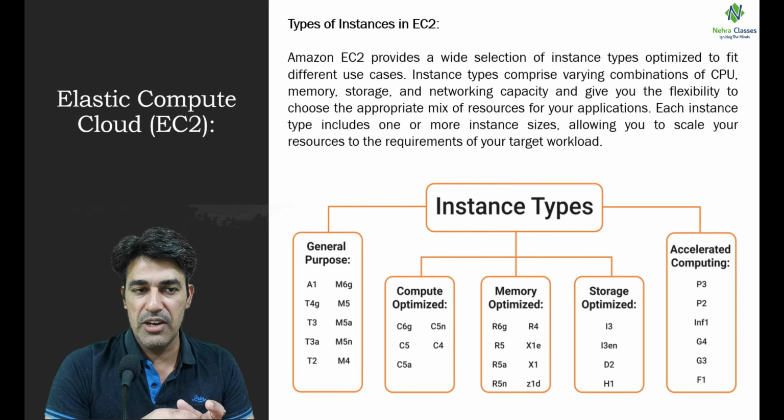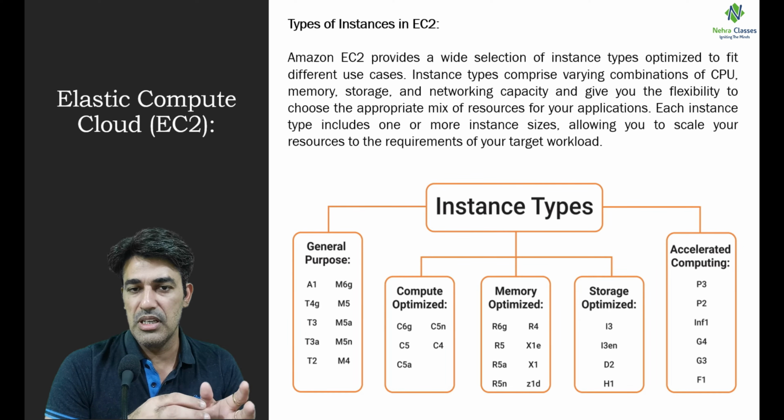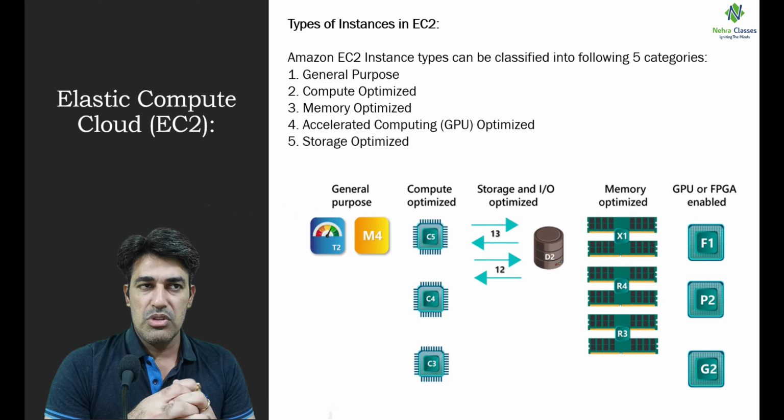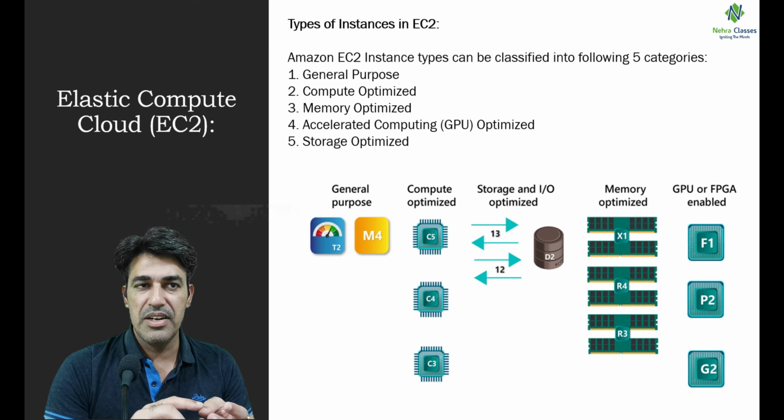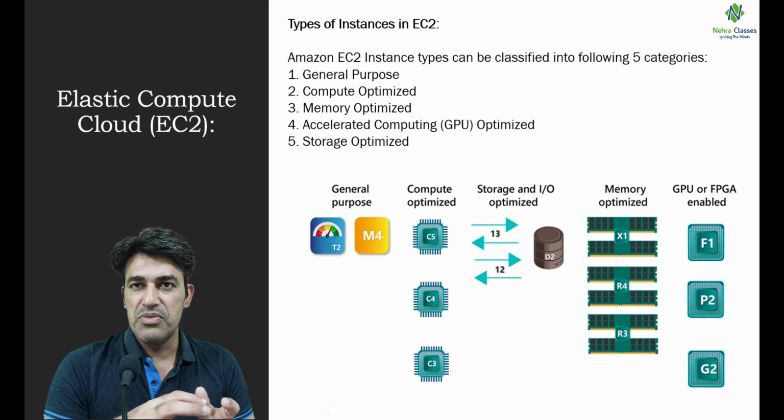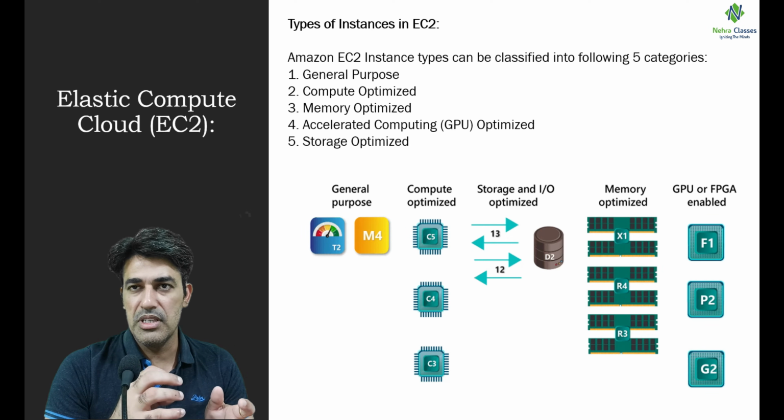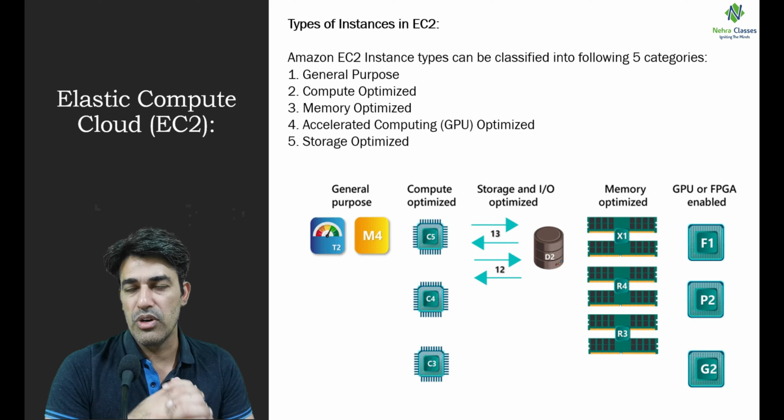In compute optimized we have C5, C5A, C4, C6G. Memory optimized are R6G, R5, R5A, and many more. Storage optimized are I3, I3EN, D2, H1. And the accelerated computing type instances are P2, P3, G4, G3, and many more. So there we have general purpose, compute optimized, memory optimized, accelerated computing or GPU optimized, and storage optimized. Out of these 5 categories, you can choose the instance which is best for your requirements.